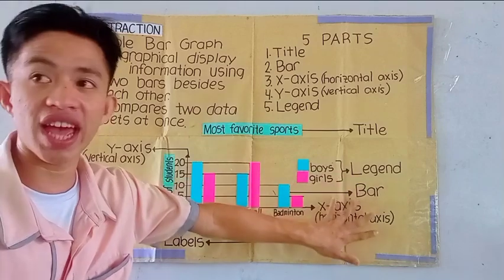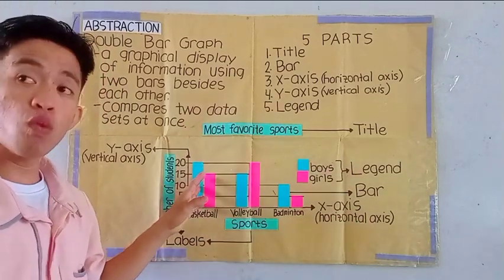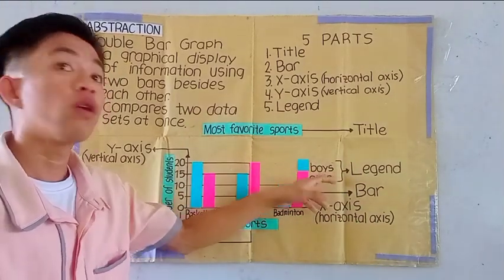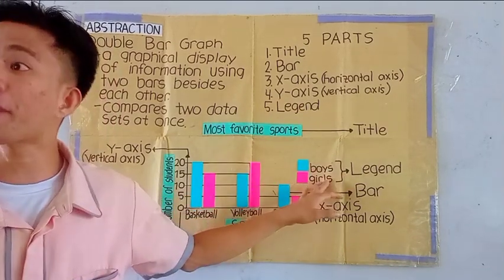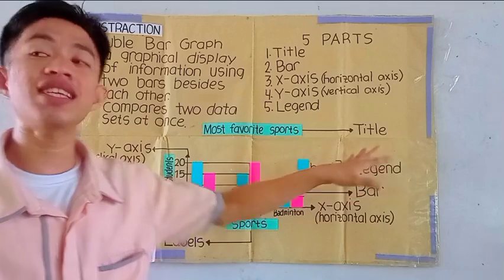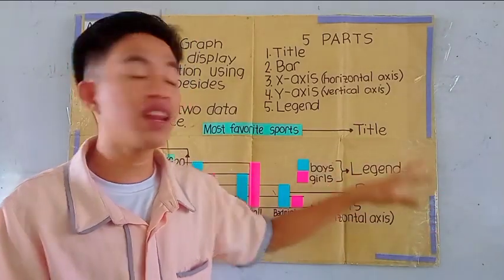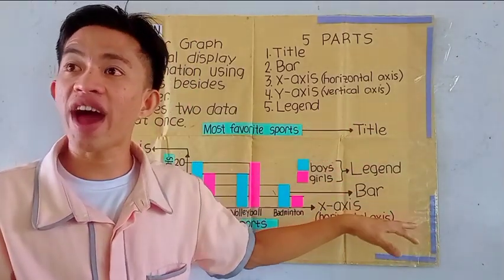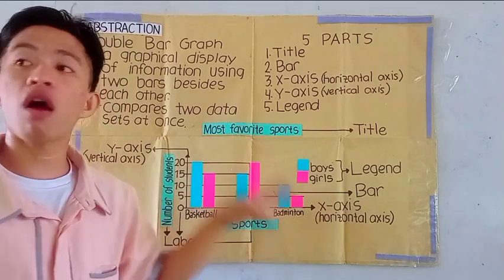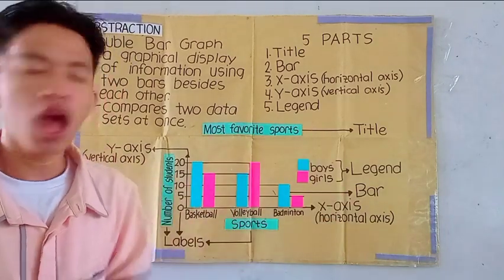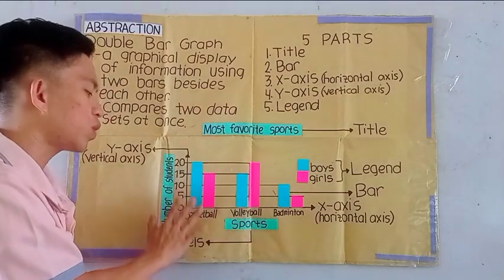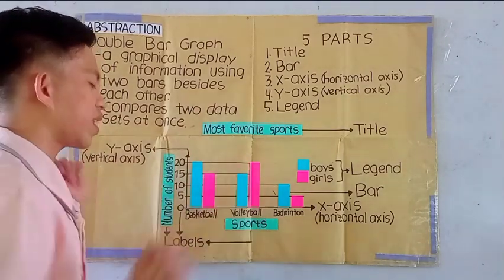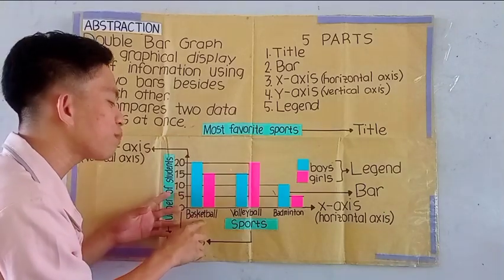Okay, now for the legends. With the blue ones, it indicates what gender? Correct, boys. And for the pink, it represents girls. Correct. So that is the legend. The legend identifies which bar you are referring to. Understood?